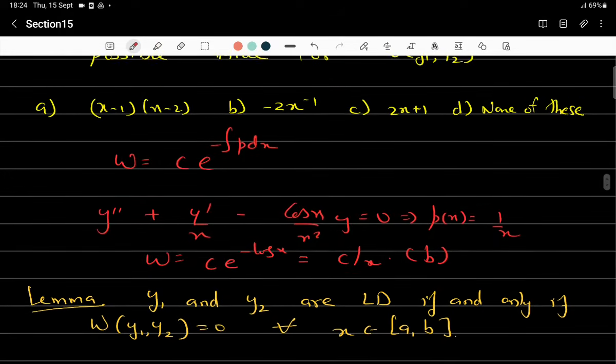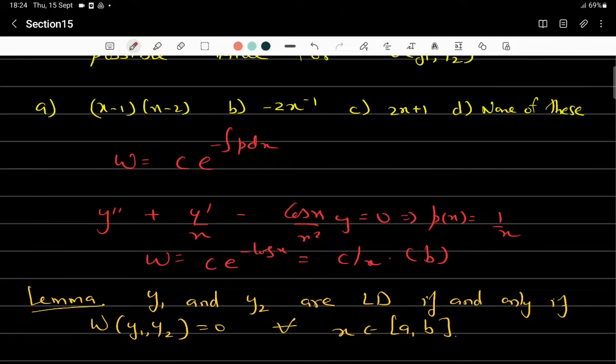The next result says that y1 and y2 are linearly dependent if and only if the Wronskian is 0, which also means that if the Wronskian is non-zero, then we can say y1 and y2 are linearly independent. Wronskian 0, LD; Wronskian non-zero, LI. Yes, provided y1 and y2 are solutions of a homogeneous second order differential equation. Clear? Now let's see the proof.